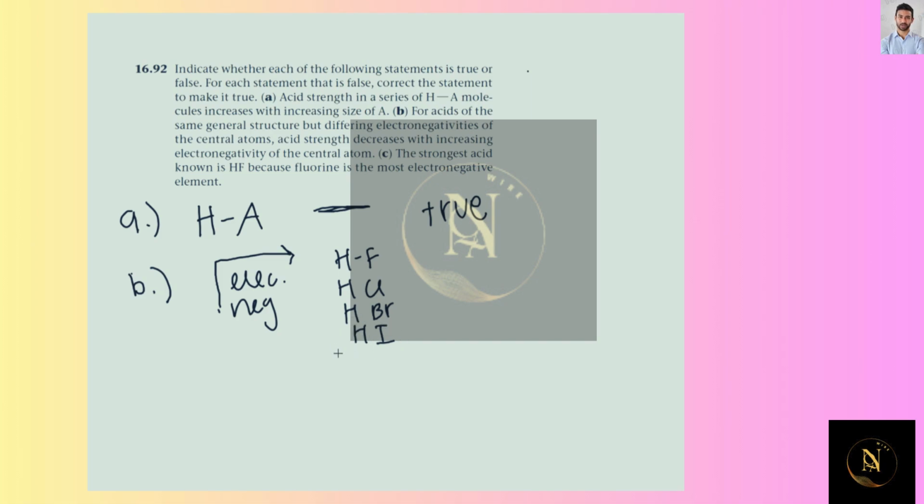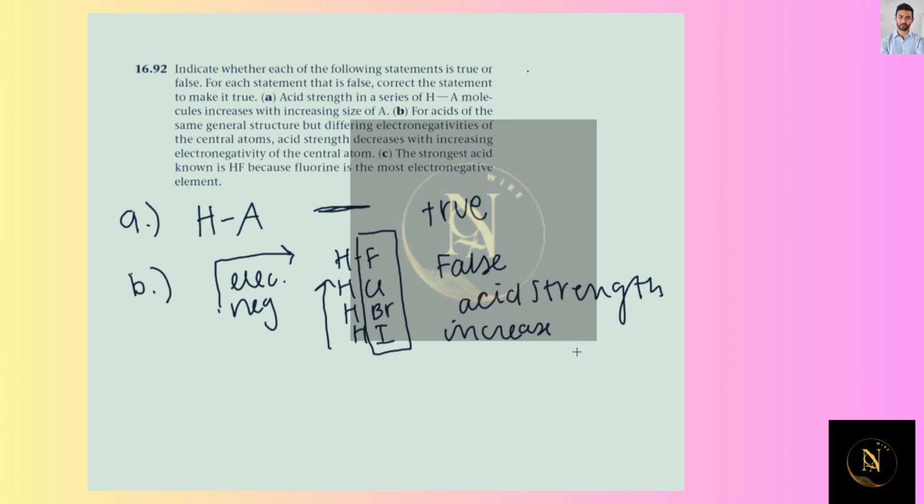And the reason is because it has an increase in its electronegativity, because whenever you actually look on a periodic table, this is the order they are generally in on the periodic table. And so this is the order. And so this statement is going to be false. And it should say that acid strength increases with increasing electronegativity.